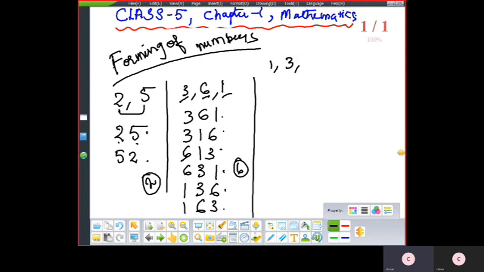1, 3, 6, 7. Okay, and you have to make all the, this was the 3-digit. Yes, this was the 2-digit. Now, using these 4 numbers, you have to make a 4-digit number. So, let us start. So, 4-digit number means, firstly, I'll start with 1.